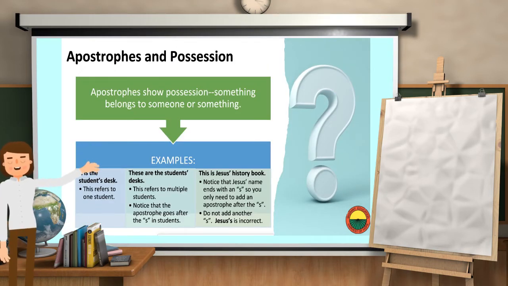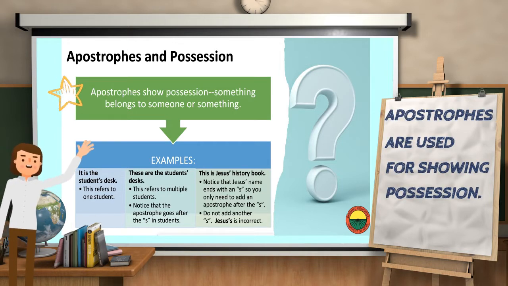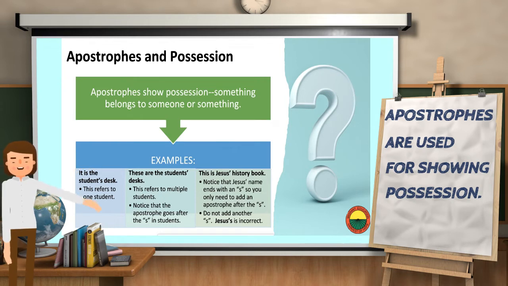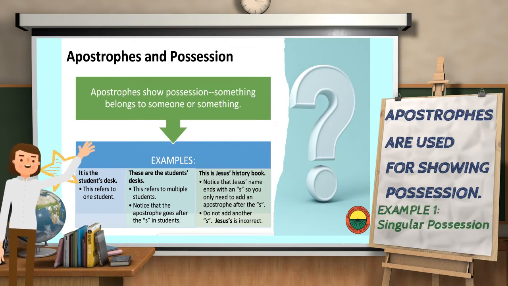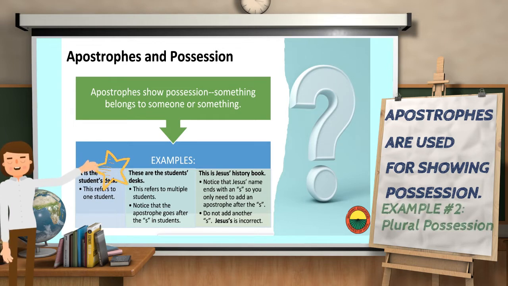So when using apostrophes, they are used for showing possession, and we want to make sure that we're doing it correctly. So, for example, it is the student's desk. Notice it's one student, so it's apostrophe S. If you are looking at multiple students, then you simply add an apostrophe after the S. Don't add an additional S.